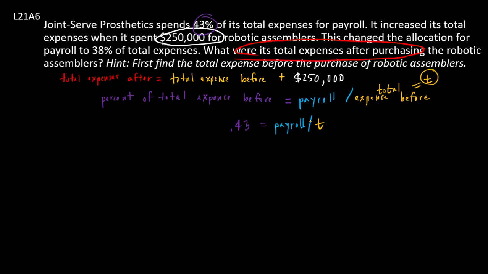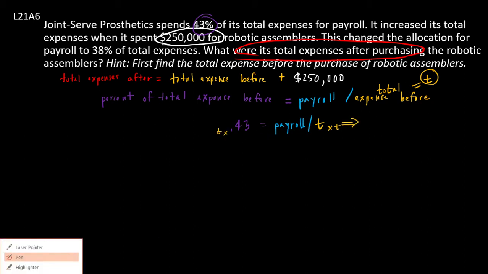Okay. I'm going to rearrange this to solve for payroll, because I need a phrase that tells me what payroll is equal to. So to get payroll by itself, I need to undo this division. So I'm going to multiply both sides of the equation by T. So that's going to give me 0.43 times T is equal to payroll.